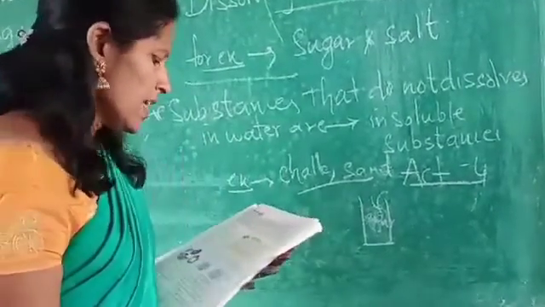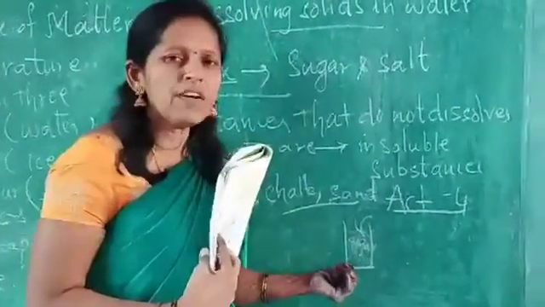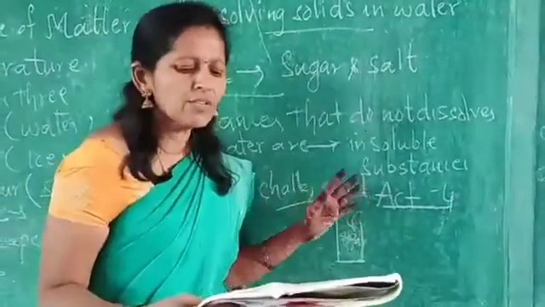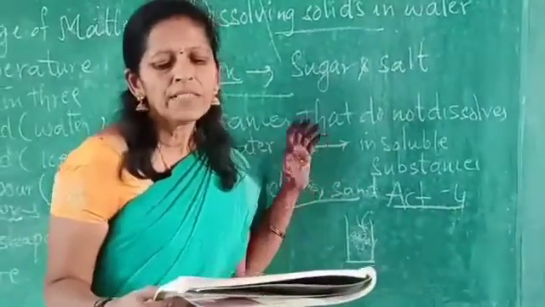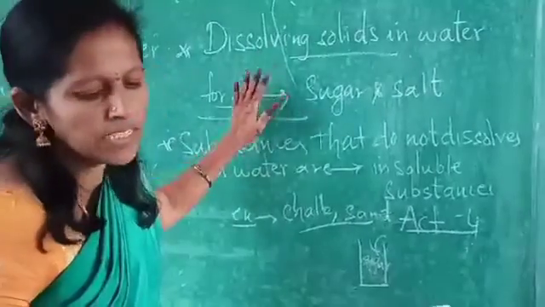Yes or no? Yes. Can you see the sugar in the water now? No, we cannot see the sugar. The sugar has dissolved in the water. That the sugar has dissolved in water is known as a soluble substance.